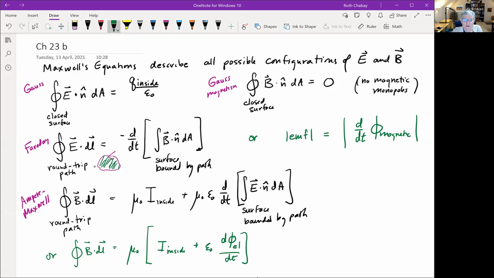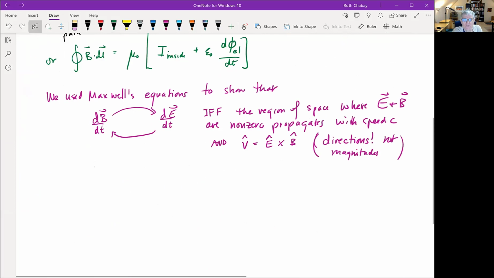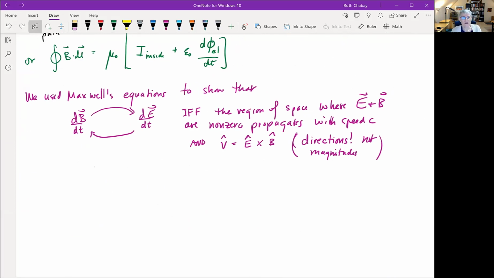And what good was this? Well, we used Maxwell's equations to show that under certain conditions, a time-varying magnetic field could actually create a time-varying electric field, which creates a time-varying magnetic field. They're sort of sustaining each other without needing any charges nearby at all. And we found that this was true if and only if the region of space where these fields were non-zero propagates, meaning travels through space in some direction, with a speed equal to the speed of light.